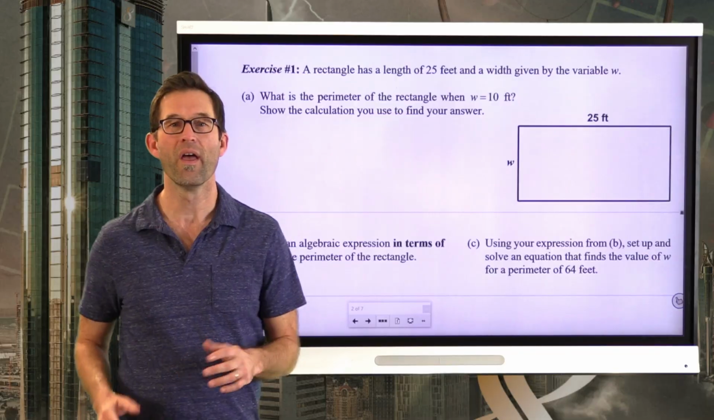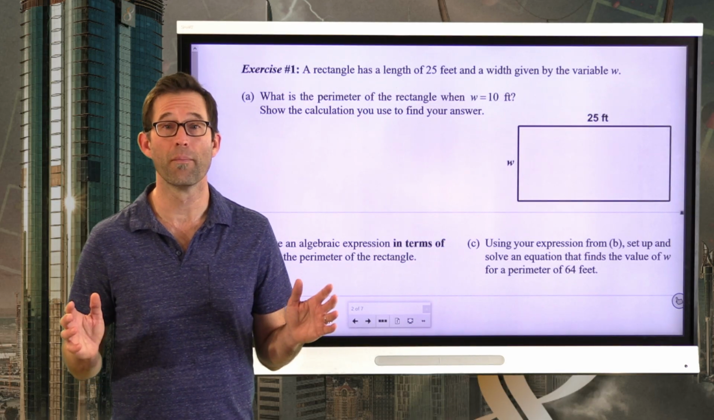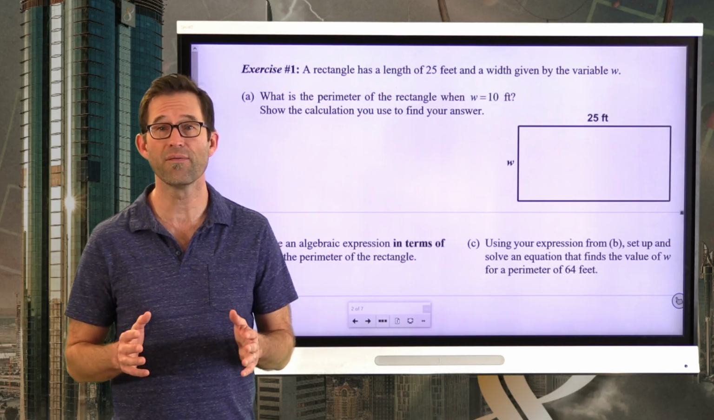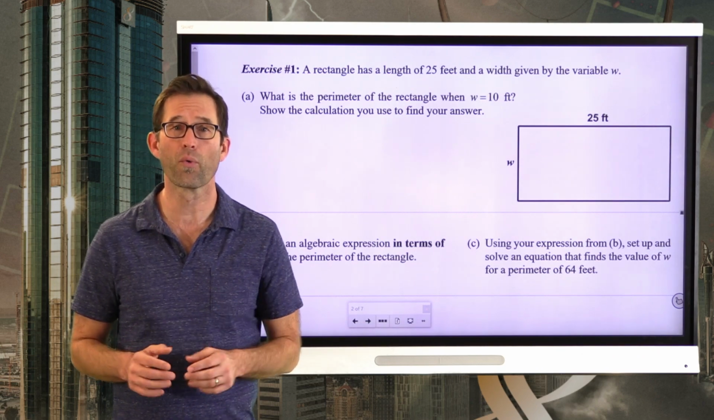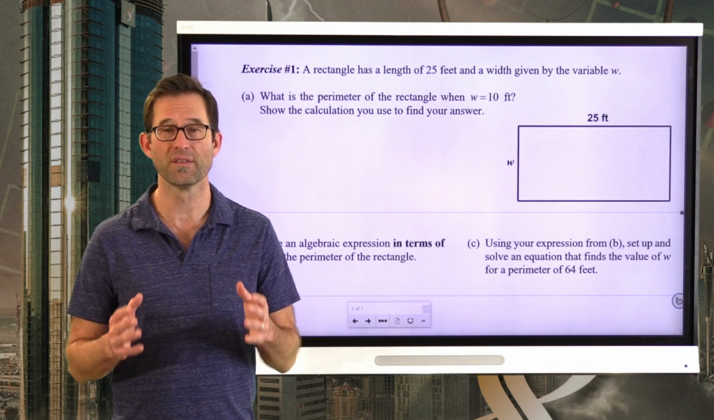All right, here we go. Exercise number 1. A rectangle has a length of 25 feet and a width given by the variable w. Letter A asks us, what is the perimeter of the rectangle when w equals 10 feet? Show the calculation you use to find your answer. Now, you've been doing perimeter for a long time. So I'd like you to pause the video now and figure out what the perimeter of this rectangle would be given that its width is 10 feet.